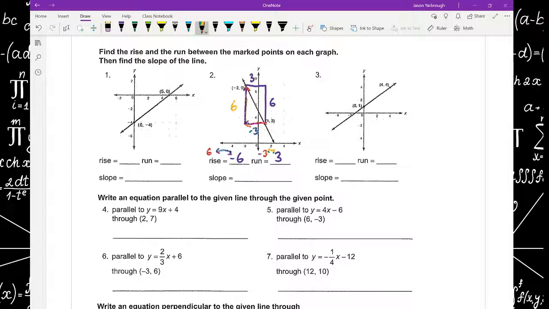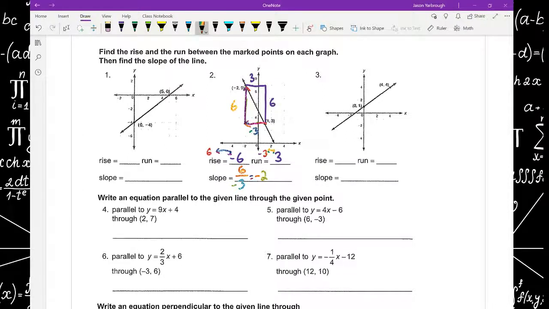But either way, it's rise over run. If I start off with this one, I do 6 over negative 3. We've got a positive and negative, so our answer is going to be negative. 6 divided by 3 is 2, so negative 2.